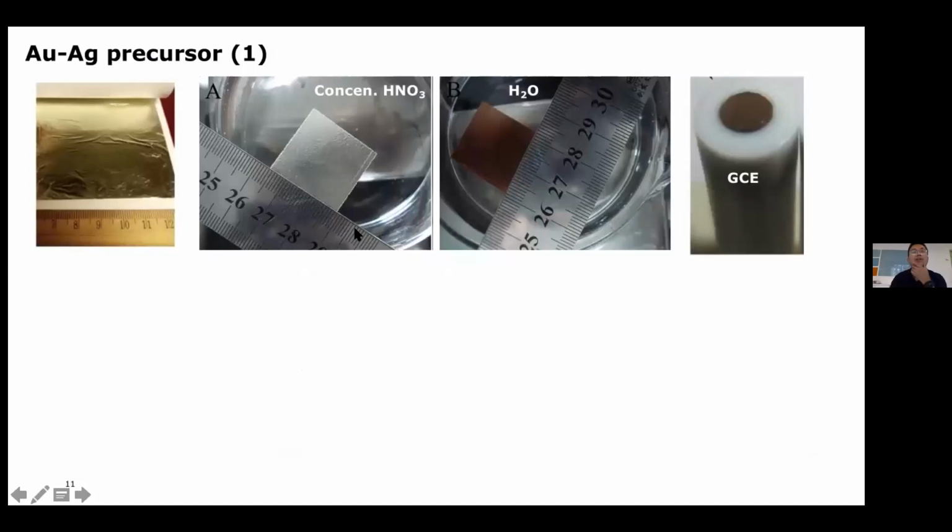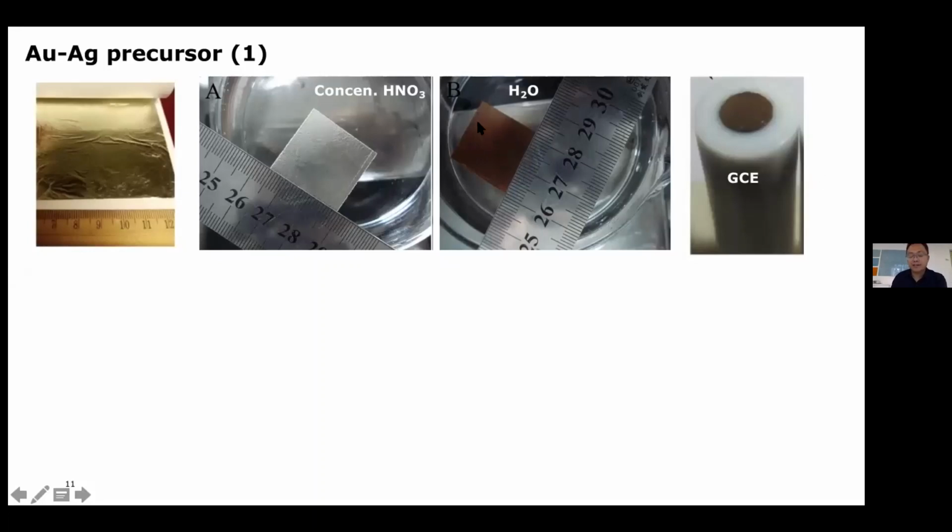For my study, we have different gold-silver precursors. The first precursor is called gold leaf, which is commercially available. Typically, you can buy 9K or 12K gold leaf. This is a gold-silver alloy. And then we can cut several pieces and make them float on concentrated nitric acid. This gold leaf has a rough thickness of 100 nanometers. It's very thin, that's why it could float on the liquid. And at a certain temperature and duration, we can turn this alloy into brownish porous gold.